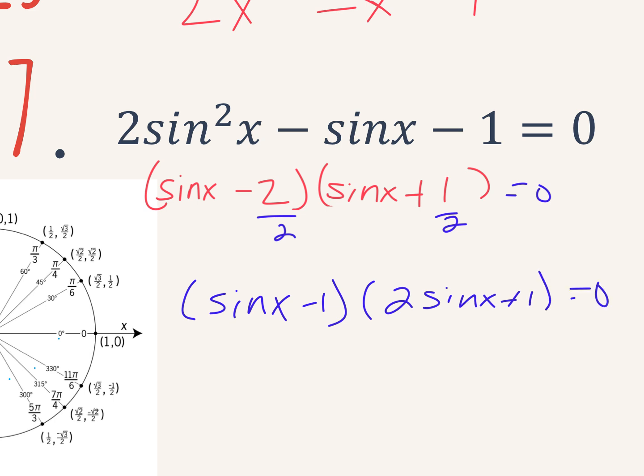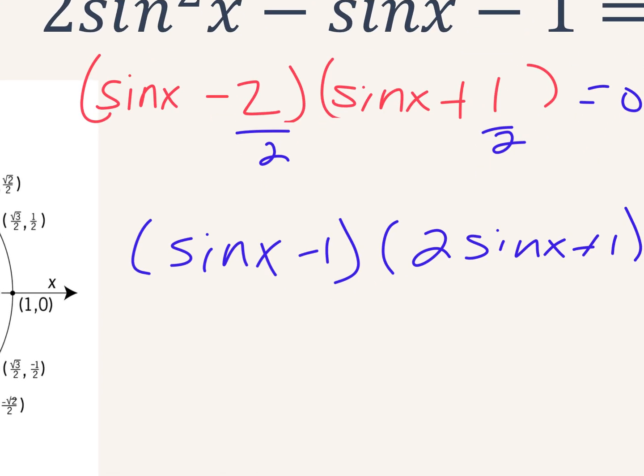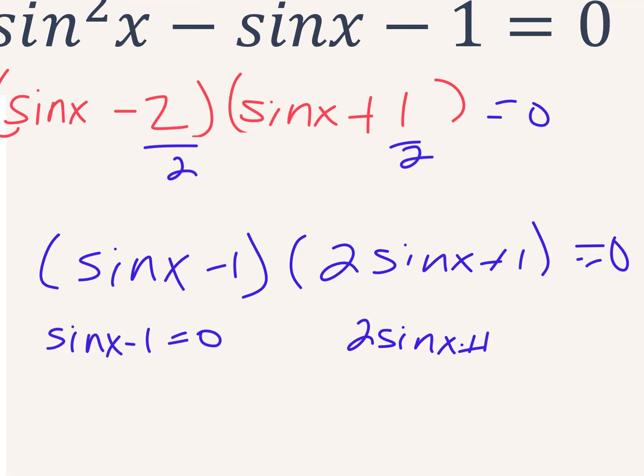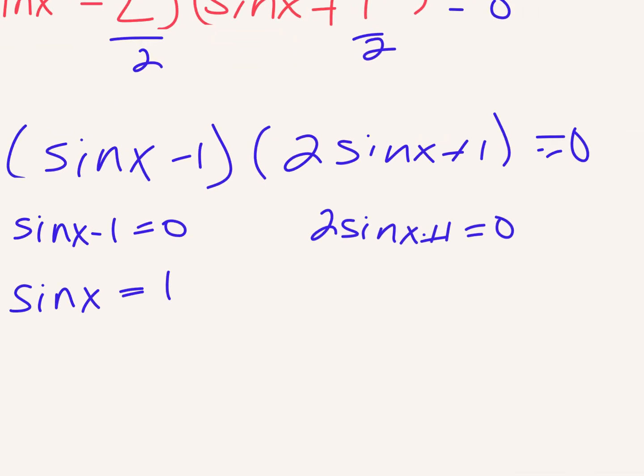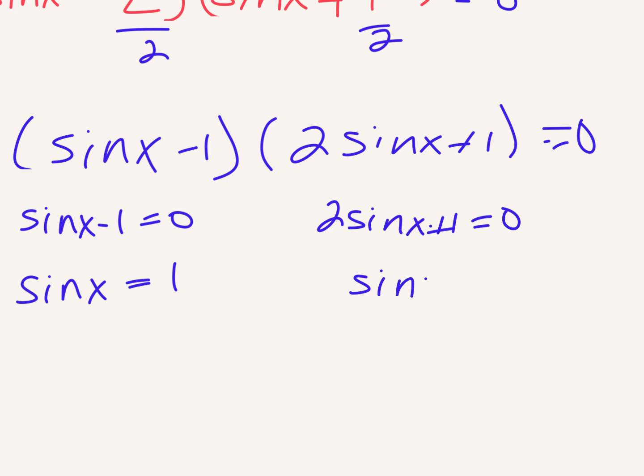So now you have two binomials that are equal to 0. What do you do with each parenthesis? You set it equal to 0. So sine x minus 1 equals 0. And 2 sine x plus 1 equals 0. So this on the left-hand side would be sine x equals 1. And on the right-hand side, you guys agree this would be sine x equals negative 1/2? Yes? Subtract 1, divide by 2.